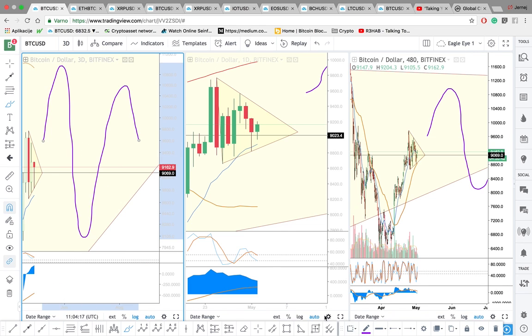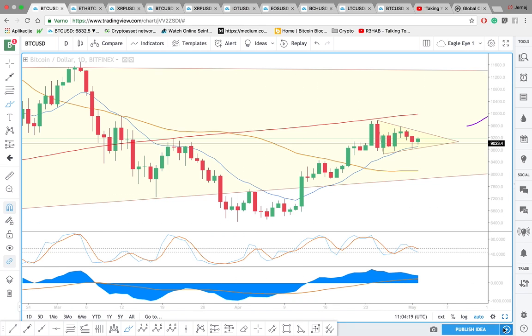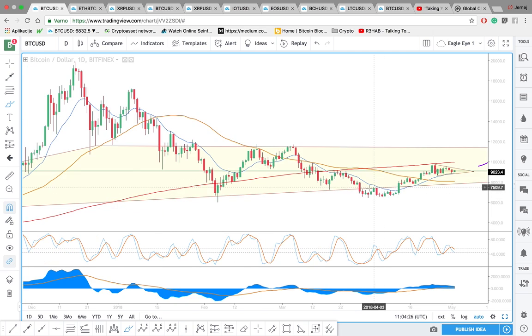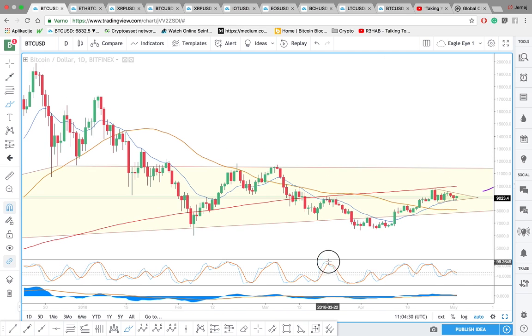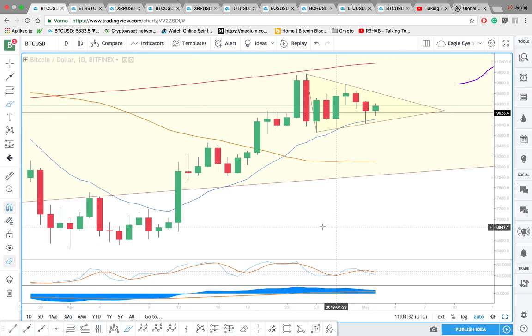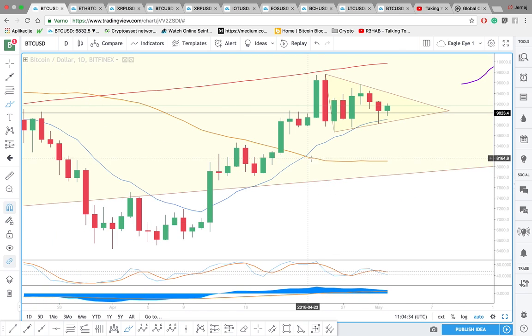All right, so that was that. I know there was alt season written there, and I'm gonna go into detail about that later on when we connect all the dots. And all right, so we have a daily chart here, which is probably one of the most important charts, if not the most important chart to watch.